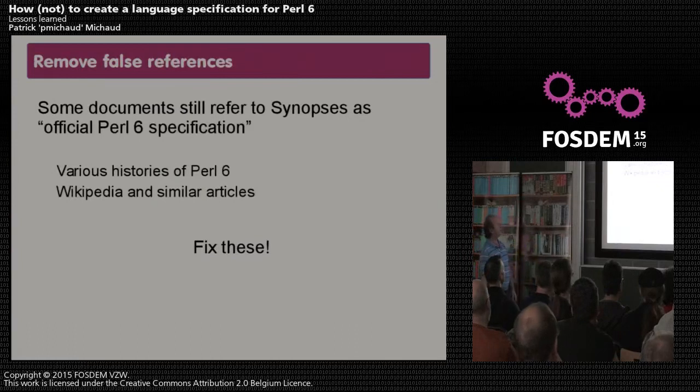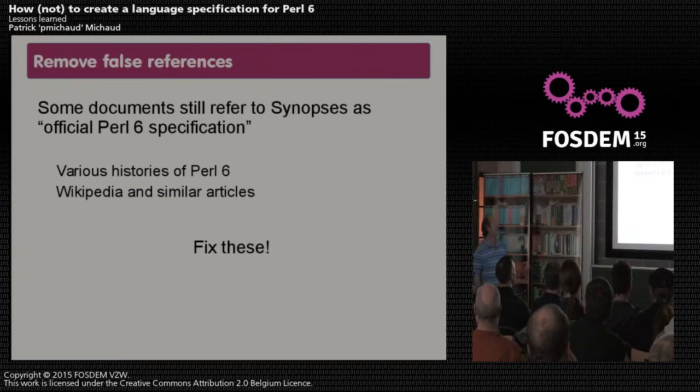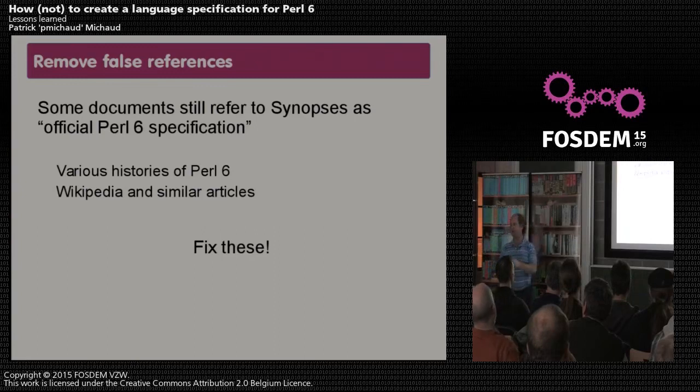We need to get rid of all of the false references to the synopses as the official Perl 6 specification, either by making it clear in the documents we produce going forward, or in some cases going back and annotating what already exists to indicate that the synopses really are no longer our specification documents. You know, just doing a couple of Google searches for Perl 6 language specification brought up pages where it says the synopses are the official Perl 6 language specification.